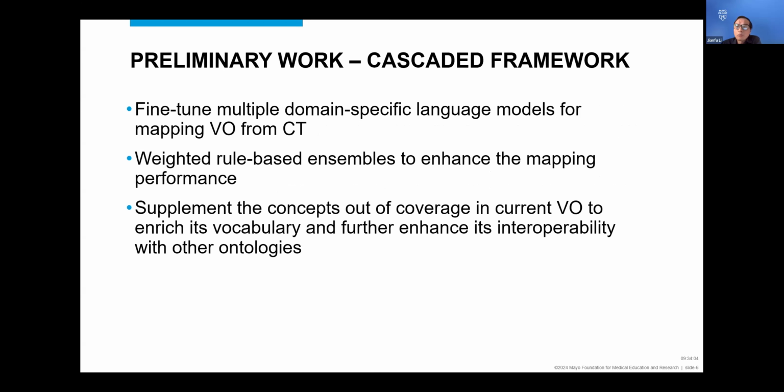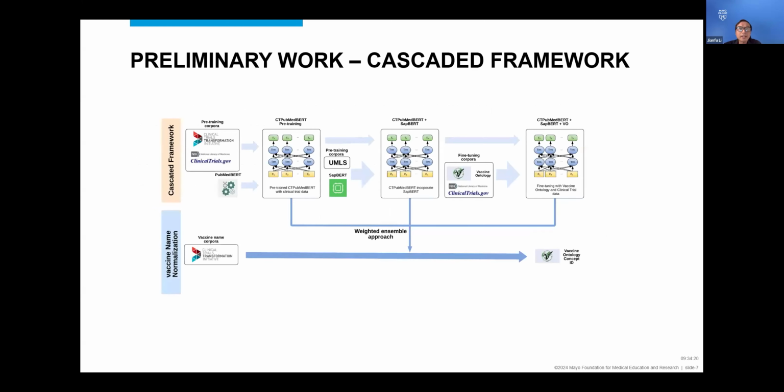This is our preliminary work. We developed a cascaded framework to map the vaccine names in clinical trials to the vaccine ontology. We use strategies like fine-tuning multiple domain-specific language models for mapping VO from CT, and we also applied weighted rule-based ensembles to enhance the mapping performance. Our preliminary work also supplemented the concept of auto-coverage in the current vaccine ontology to enrich its vocabulary and further enhance its interoperability with other ontologies. This is the cascaded framework.